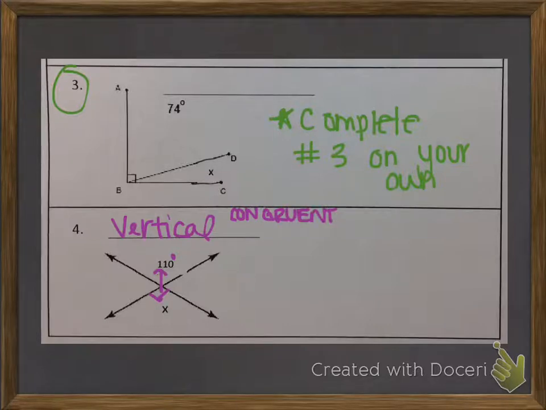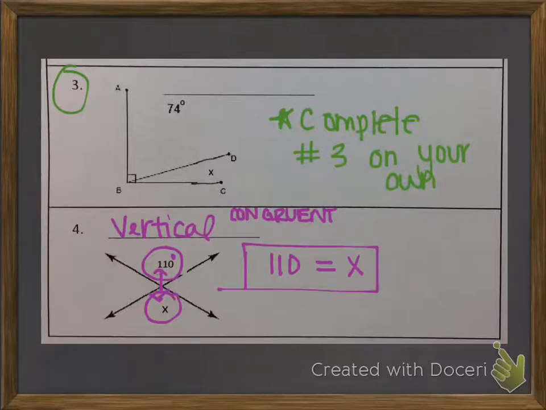So that means I just take this angle of 110 and set it equal to x. Because this right here is 110, this is x. Vertical angles are congruent to each other. They're equal to each other. Well, then I'm done, because this says 110 equals x. So there we go. Number 4, that's pretty simple.